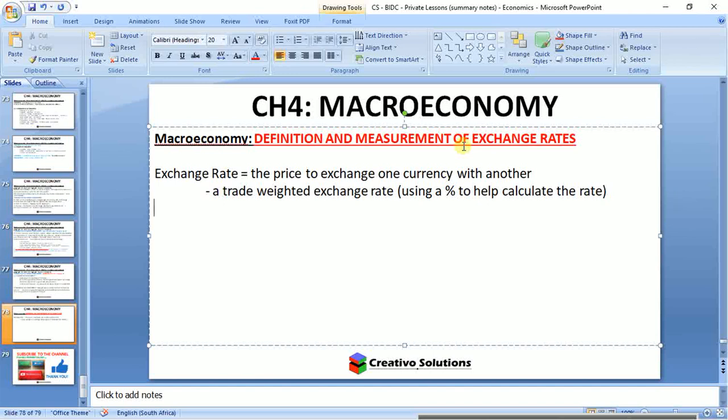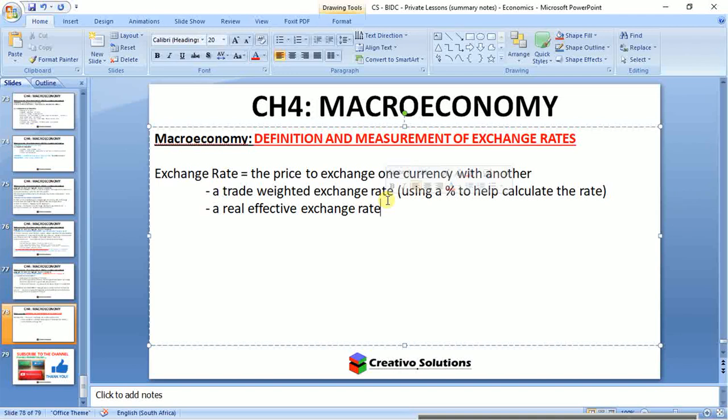Then you've got the second one, a real effective exchange rate. Those are the two exchange rates. Alright, and the textbook talks about this as being: a real effective exchange rate takes price changes as well as exchange rate changes into account to assess changes in the competitiveness of the country's products in global markets.